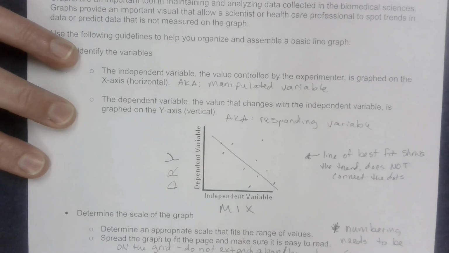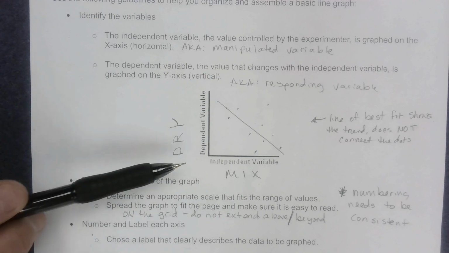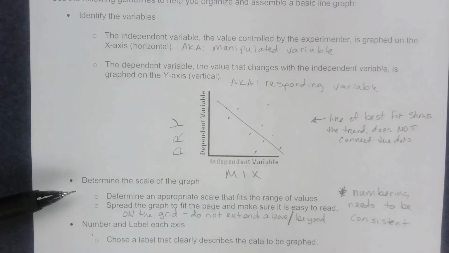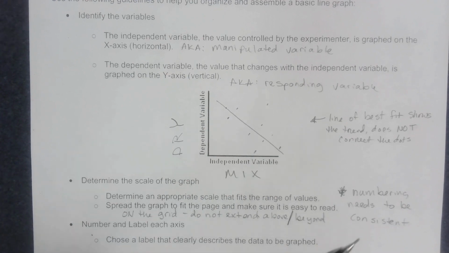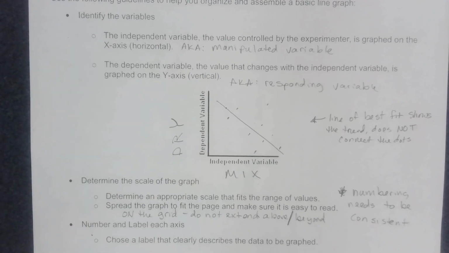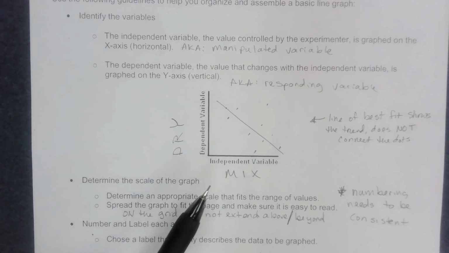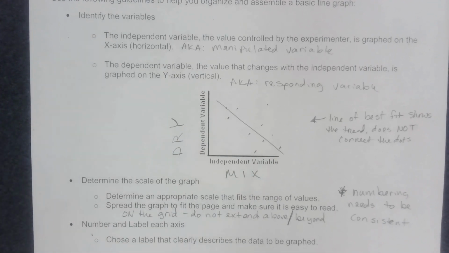Some of the things that you need to remember when you are labeling your graph is that whenever you number your graph, the scale that you choose fits the range of your data. Your numbering needs to be consistent. So if you want to count by ones and you can fit it on there, that's great, go for it. But if you start counting by ones, you have to count by ones all the way up. Your x-axis doesn't have to have the same scale. So if I count by ones on the y-axis, I can count by fives on the x-axis. That's fine. It just needs to be consistent across the axis.